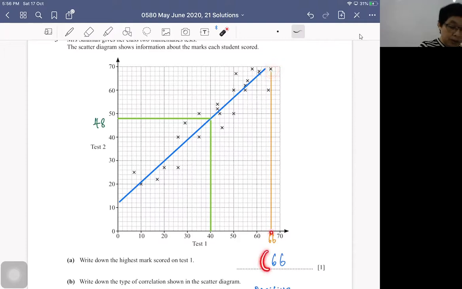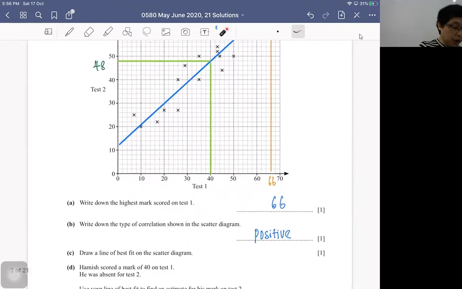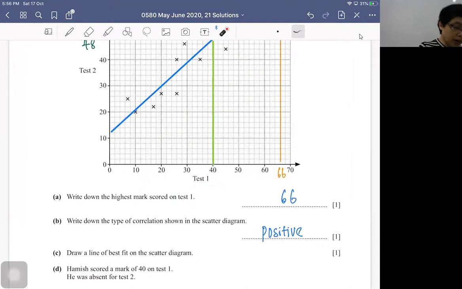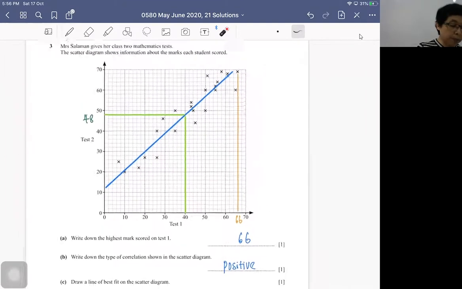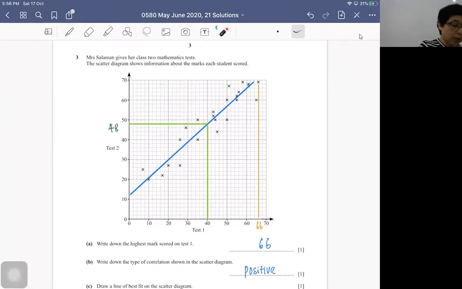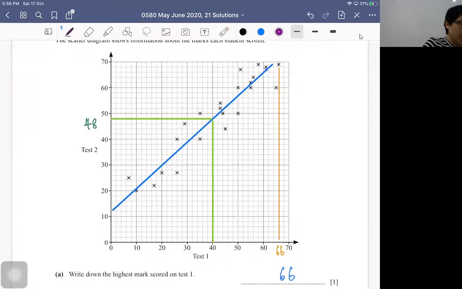So we got that as 66. Move on. B, write down the type of correlation shown in the scattered diagram. Talking about correlation, we know that there are 3 types altogether. For the sake of revision, let's show all of them.